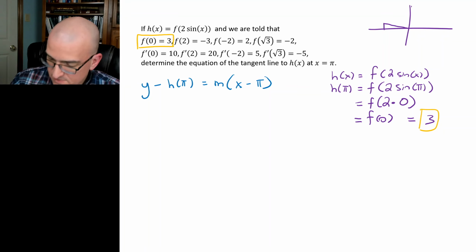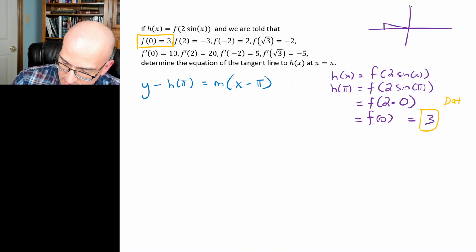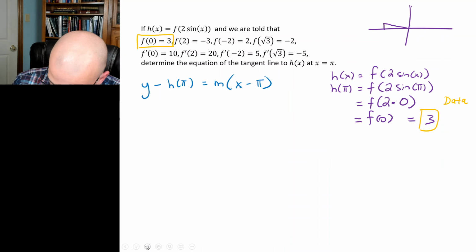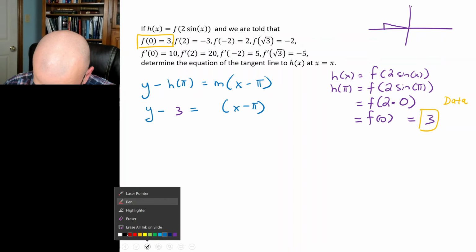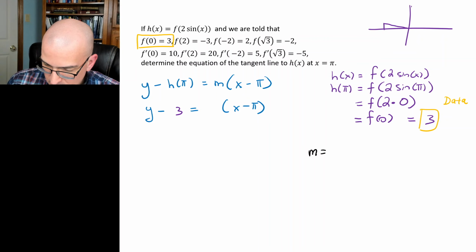So I used that data right there. So we can plug that in. Y minus 3 equals something times x minus pi. Now we need to find the m. M is h prime evaluated at pi.